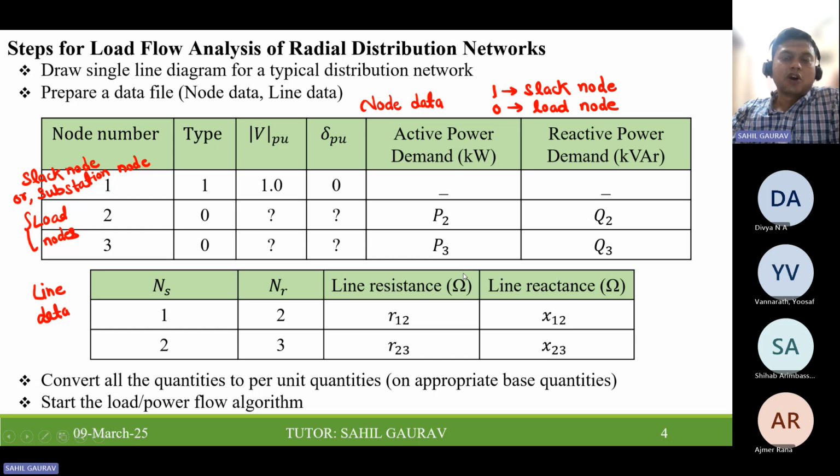Now let us see the steps we need to follow before we apply load flow analysis for radial distribution networks, that is, the backward-forward sweep method. First, we need to draw the single line diagram for a typical distribution network. We know that the single line diagram is drawn for a balanced system. So if the system is balanced, we first draw the single line diagram for a typical distribution network and then prepare a data file, node data and line data.